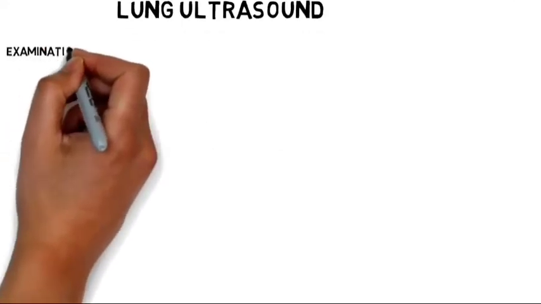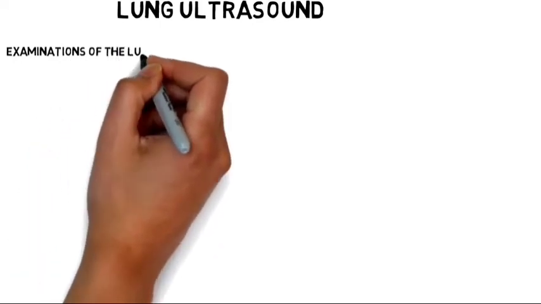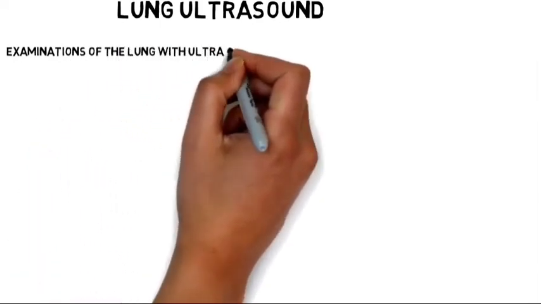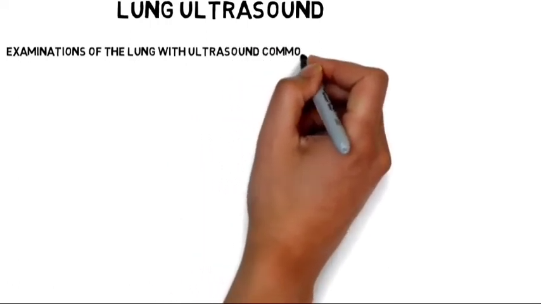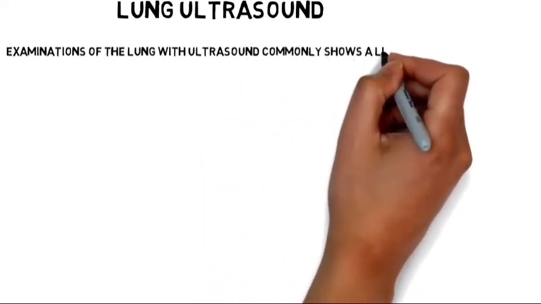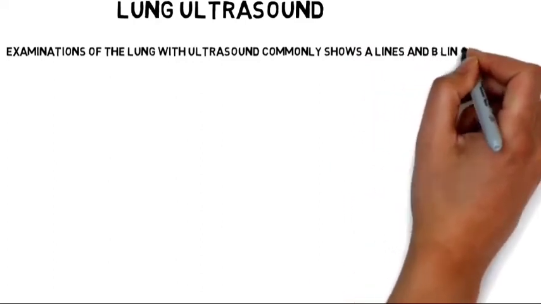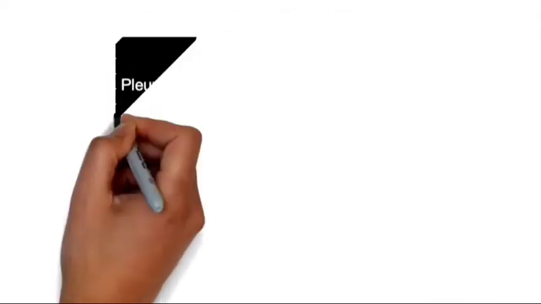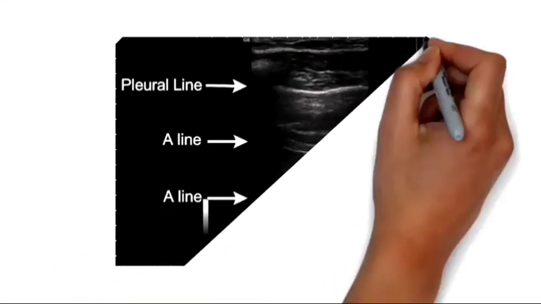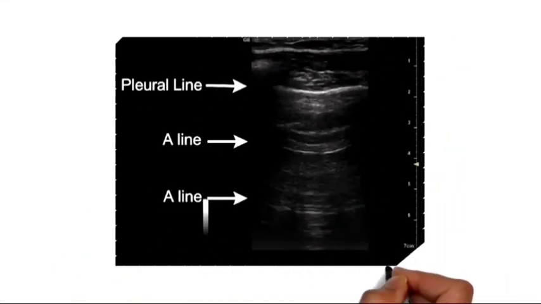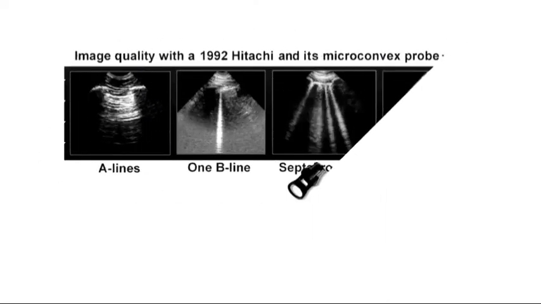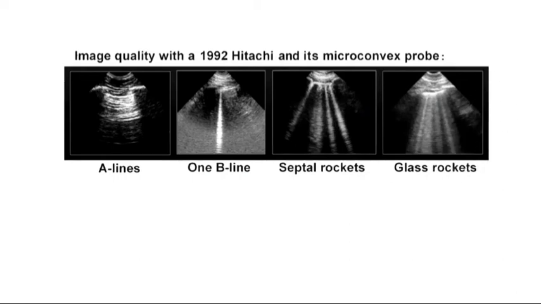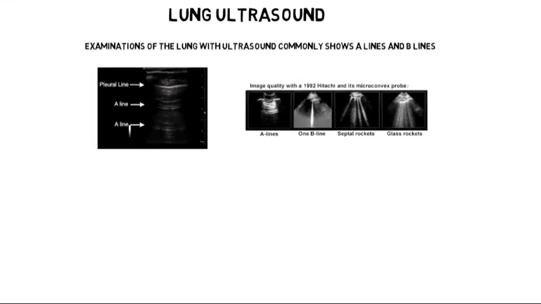Lung ultrasound is one of the modern modes of imaging. Examination of the lung with ultrasound reveals two types of lines, A lines and B lines. A lines are the lines of pleural reflection. Initially there is a pleural line, and at a certain gap there are reflections of the pleural line, that is called A lines. And B lines are like ray-like lines. In the second image here, there is one B line, and there are multiple septal rockets.